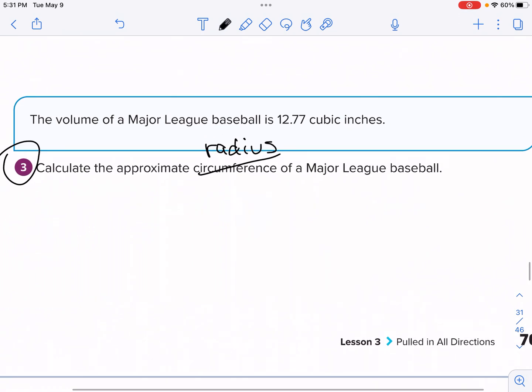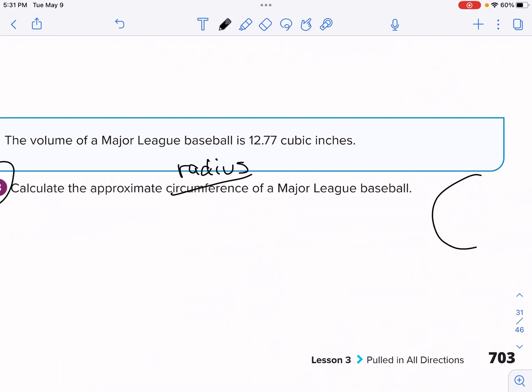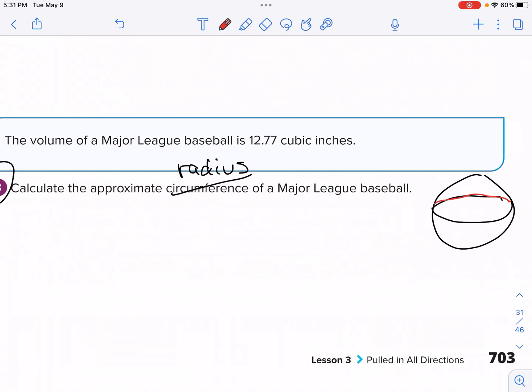Number 3 wants us to find the circumference of a baseball, Major League Baseball. So we've got a ball here. It wants us to find the circumference, which is this red area around the ball. But what we're just going to find is the length from the center of that ball to the edge of the ball. How long is that? Now we're going from really big to pretty small numbers in comparison.